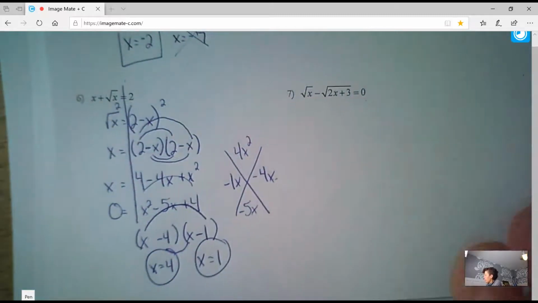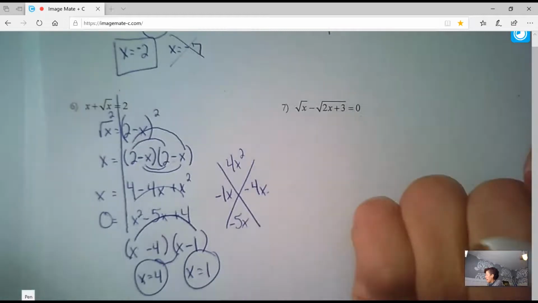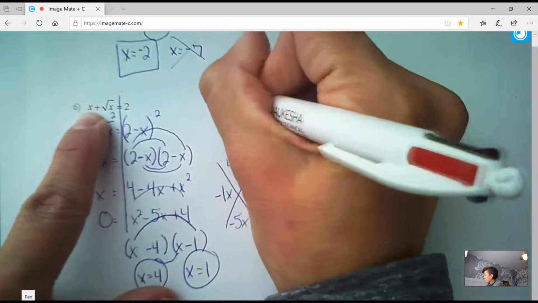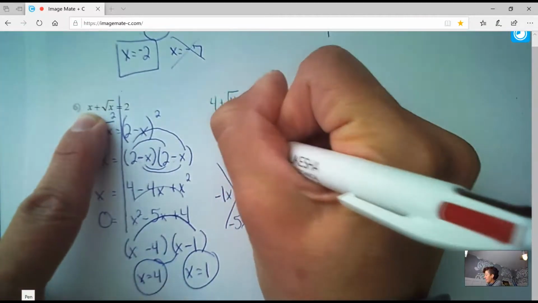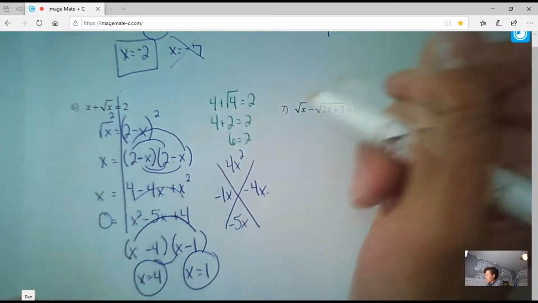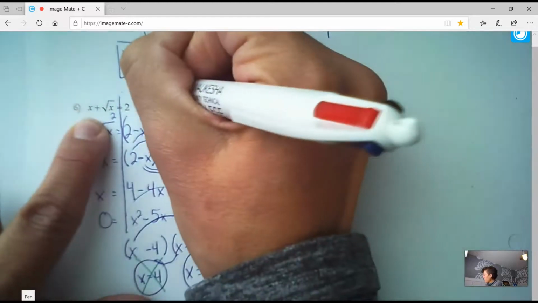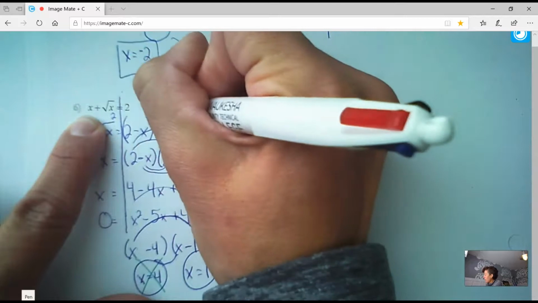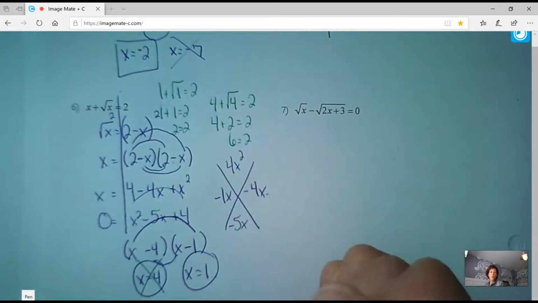So real quick, which of these will work? Let's just try this one by hand. So first, if I put 4 in, I'll take 4 plus the square root of 4, and I hope to get 2. Well, I don't. I actually get 6. So this is not a solution. But if I put 1 in there, 1 plus the square root of 1, does that give me 2? Well, the square root of 1 is 1, so yes, 2 equals 2. So 1 is my only solution, and 4 is considered extraneous.